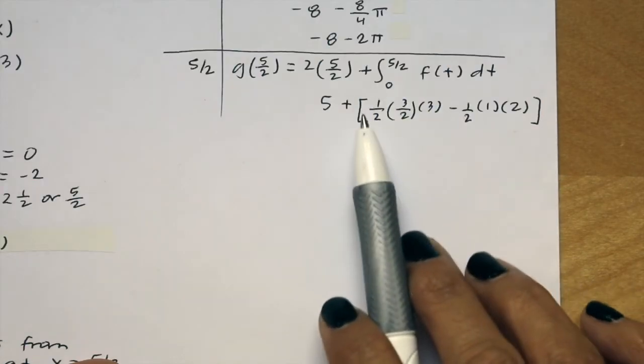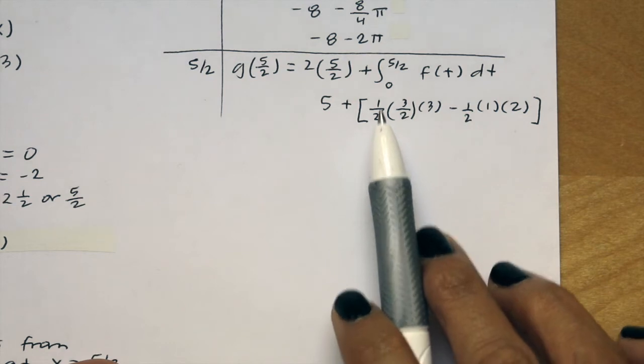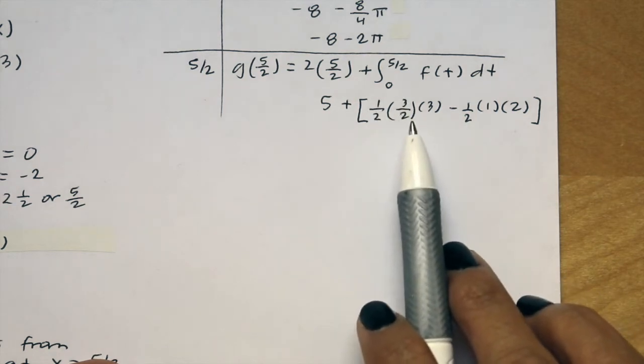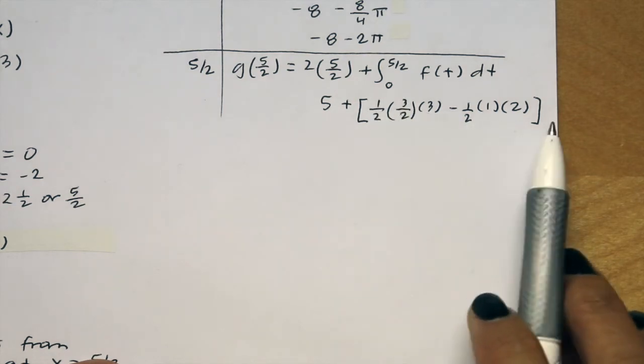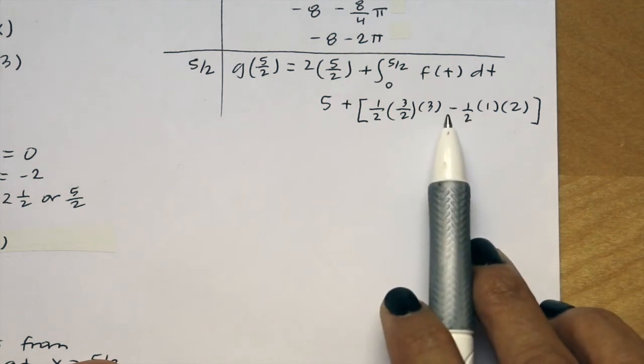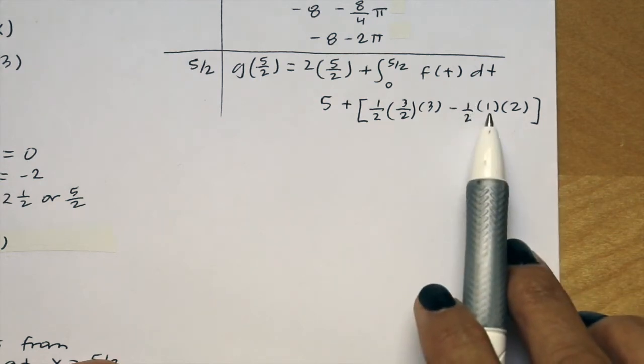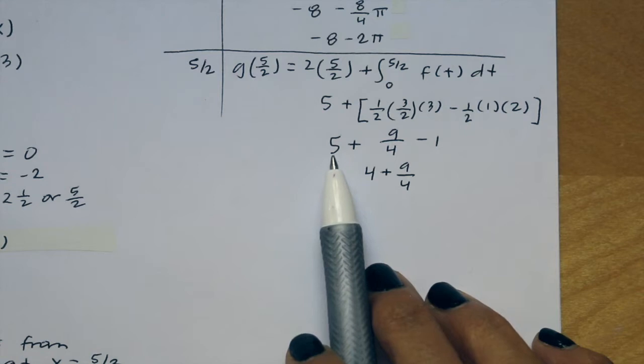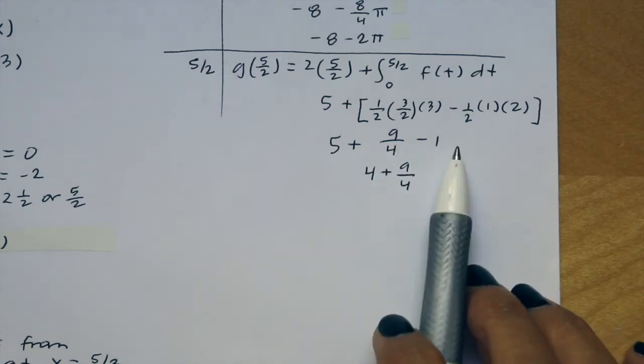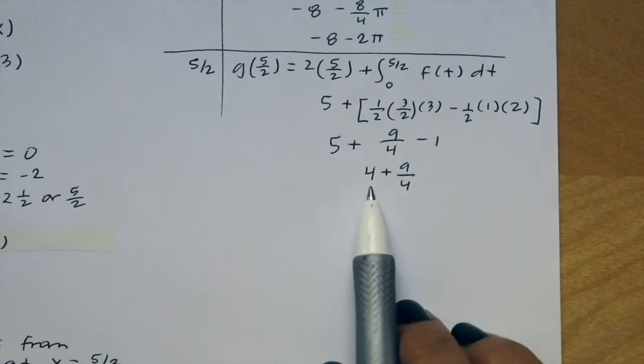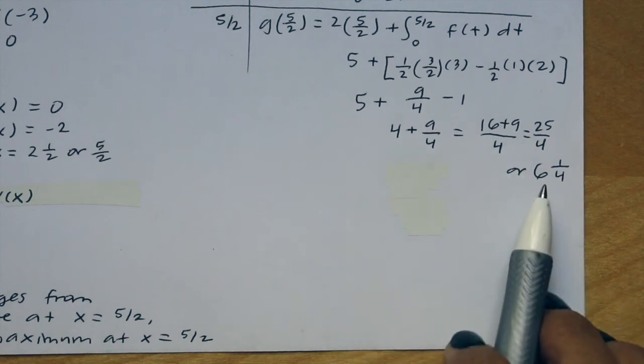So here we have the first triangle above the x-axis, so it's a positive. It's 1/2, the base was 1.5, the height is 3. The next triangle was below the x-axis, so I made it negative, and it's 1/2, its base was 1, its height was 2. So we get 5 plus 9/4, and then minus 1. The 5 and the 1 make 4, and simplifying you get 6 and 1/4.